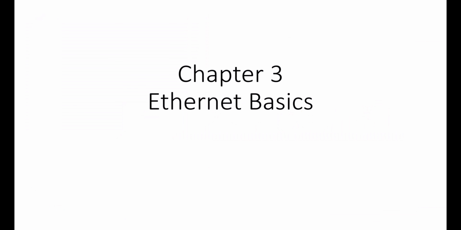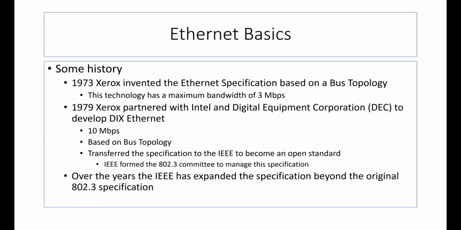Remember, this is based off the book from Mike Meyers, McGraw-Hill Publishing, Managing and Troubleshooting Networks, 5th edition, exam N10-007. So Chapter 3 is largely Ethernet basics. This is classic Ethernet. We're talking 10, maybe 100 meg Ethernet. Just a real quick history.